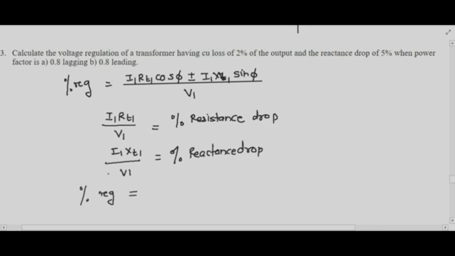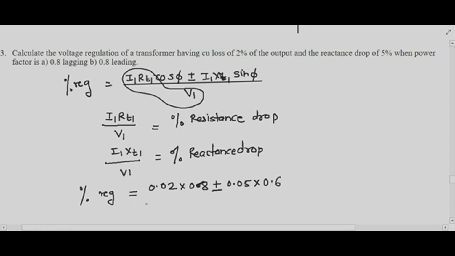Positive sign is for lagging power factor, negative sign is for leading power factor. So we will get 0.02, 2% means 0.02, into cos phi 1. Cos phi 1 is 0.8 lagging, right? Plus, now at a time we can find out for lagging and leading. Plus sign is for lagging, minus sign is for leading. 0.05 reactance drop into sine phi, which means 0.6.